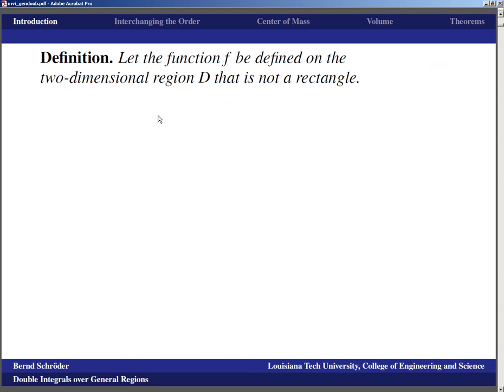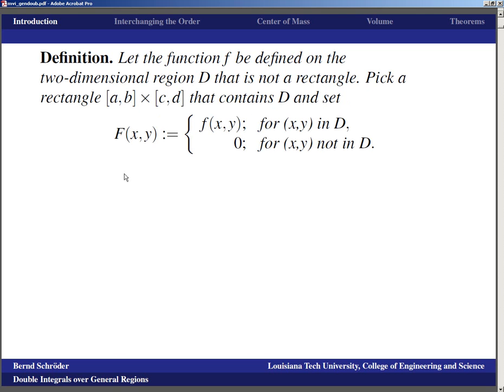The definition is, well, you take a function that is defined on a two-dimensional region D that is not a rectangle. And if we want to integrate that thing over that region, we basically pick a rectangle [a,b] cross [c,d] that contains the region D. And then we set the function capital F of x to be f of xy for xy in the region D and 0 for x not in the region D.